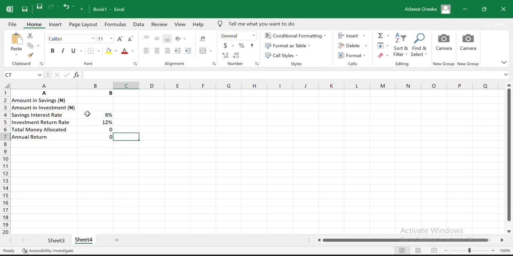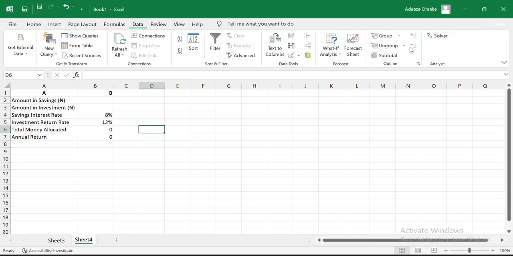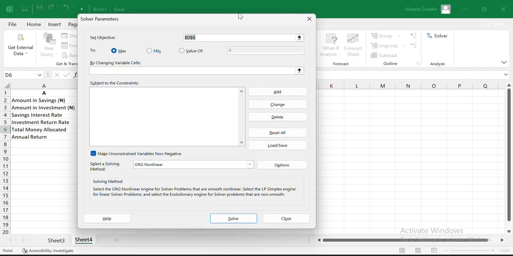So assume our savings interest rate is 8%. Our investment return rate is 12%. So just put our formula like we did yesterday. Total money accumulated will be B2 plus B3, and then annual return will be B2 times B4 plus B3 times B4. That is basically savings times interest rate of savings plus investment amount times interest rate of investment. Simple as that. Now, to do it, go to our Solver tool.